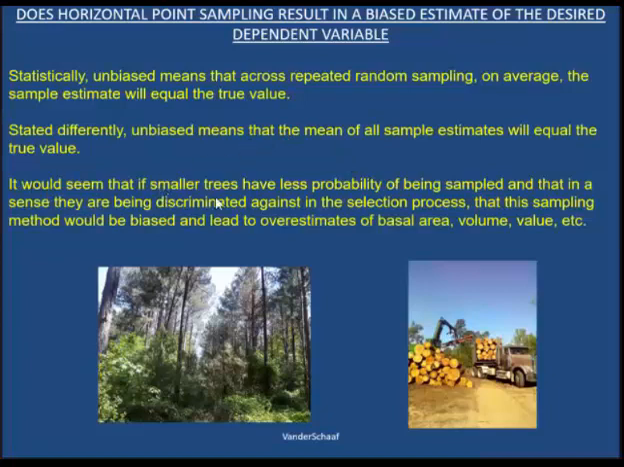It would seem that if smaller trees have less probability of being sampled and that in a sense they are being discriminated against in the selection process, that this sampling method would be biased. And you can think of it as leading to overestimates of basal area, volume, value, etc., right? Because we're sampling individual larger trees more than individual smaller trees. So you would think we would overestimate volume, correct? Value, basal area, because the larger trees have larger basal areas.